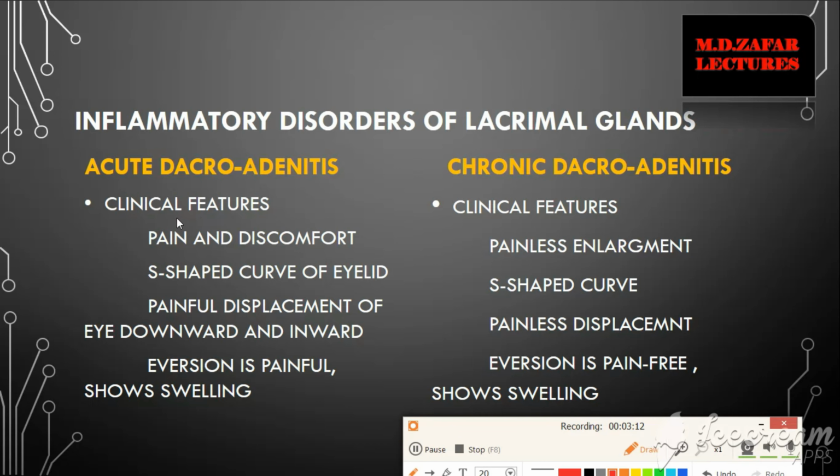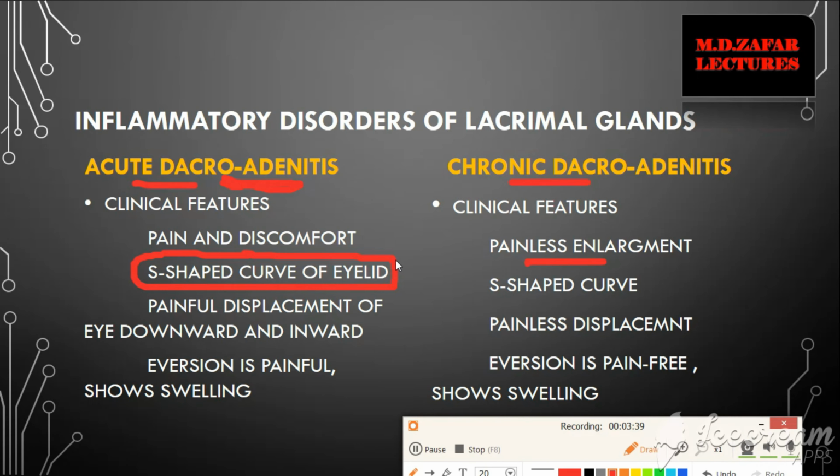Now talking about the clinical features. The topmost differentiating feature between acute dacryoadenitis and chronic dacryoadenitis is the presence or absence of pain. In acute inflammatory response, there will be pain and discomfort, but in chronic, there will be no pain. The characteristic feature for dacryoadenitis, be it acute or chronic, is the S-shaped curve of the eyelid.